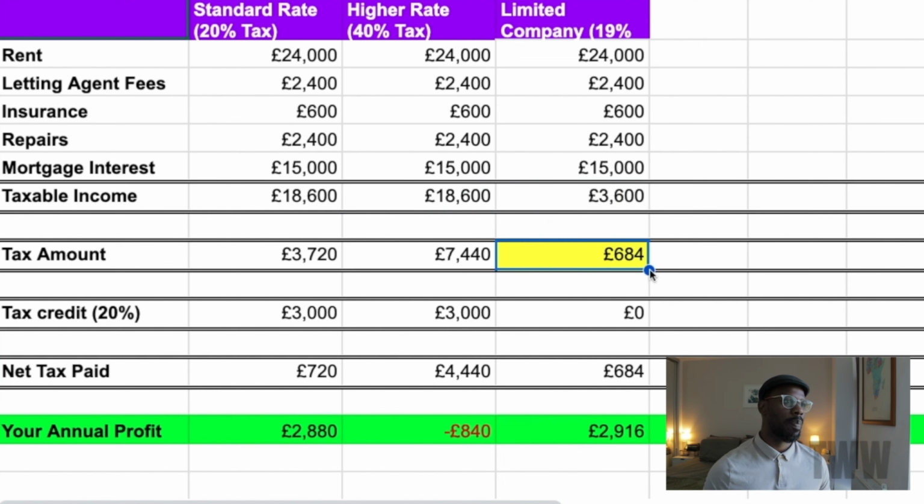19% of £3,600, £684. There is no tax credit. You don't get that if you own property in a limited company. That's only if you own it in your personal name. So your net tax paid is going to be £684. So the amount of annual profits that you take home each year is simply equal to your £24,000 rental income for the year, minus all of your property related operating costs, including interest, also minus your tax, which is 19% in this case, £684. Completely different scenario owning property in a limited company compared to your personal name at the different tax bands.